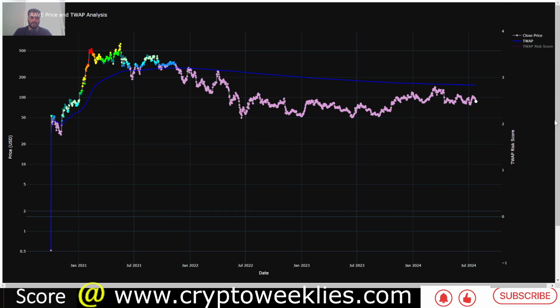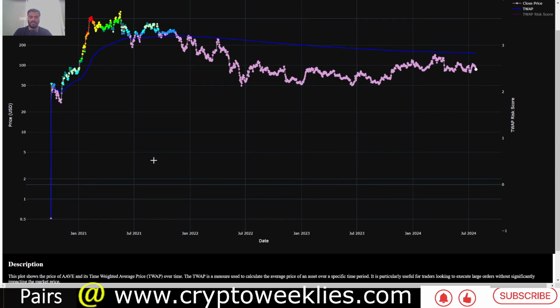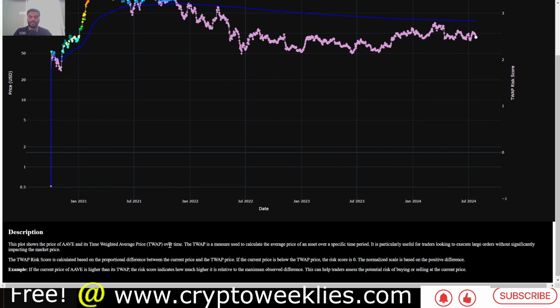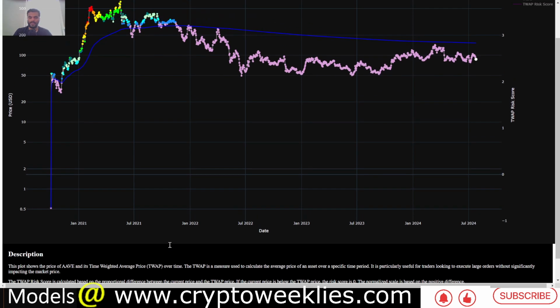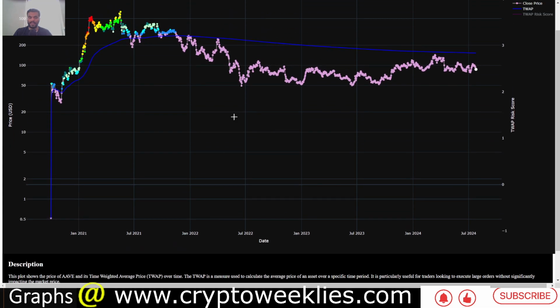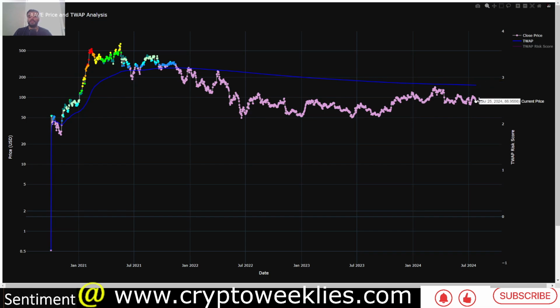Last but not least, maybe the most important analysis is the time weighted average price for AAVE. Essentially, this is calculated as the average price of AAVE over a specific period, that is since its launch, and the purpose is to find the proportional difference between the price of AAVE and the time weighted average price, which is the line in blue. Right now the time weighted average price of AAVE is coming in at $152, and the key idea is whenever the price is below this level, that's a good time to DCA, again not financial advice, because what tends to happen is during the mania phases, the price goes significantly above the time weighted average price.